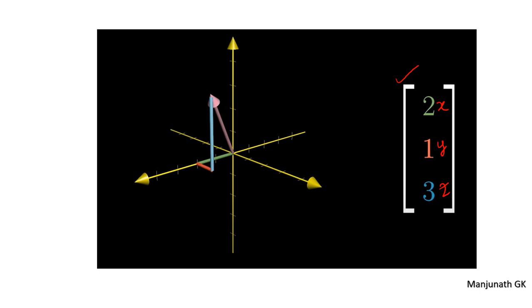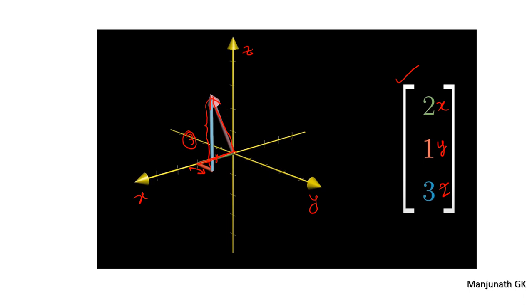Along the x-axis, 2 units. We can observe the green color line. It is along the x-axis, 2 units from the origin, and 1 unit along the y-axis. Consider this as the y-axis. So this red indicates 1 unit from the origin, and 3 units along the z-axis. This is the z-axis. So this color is 3 units along the z-axis from the origin. As a result, this is the vector here.